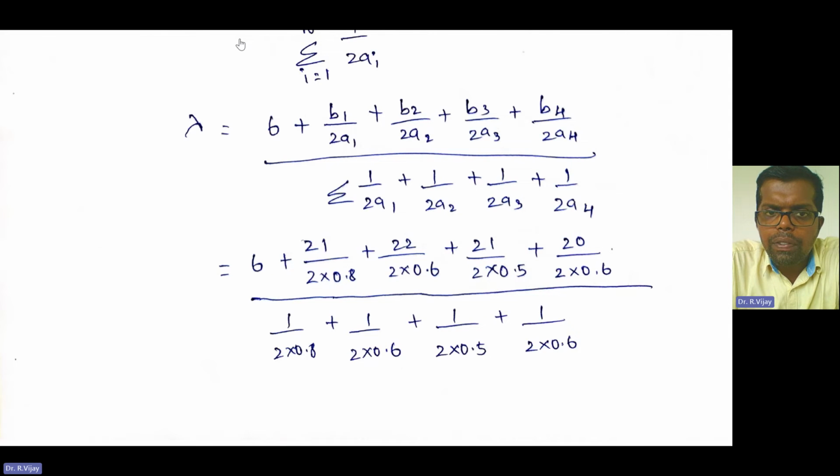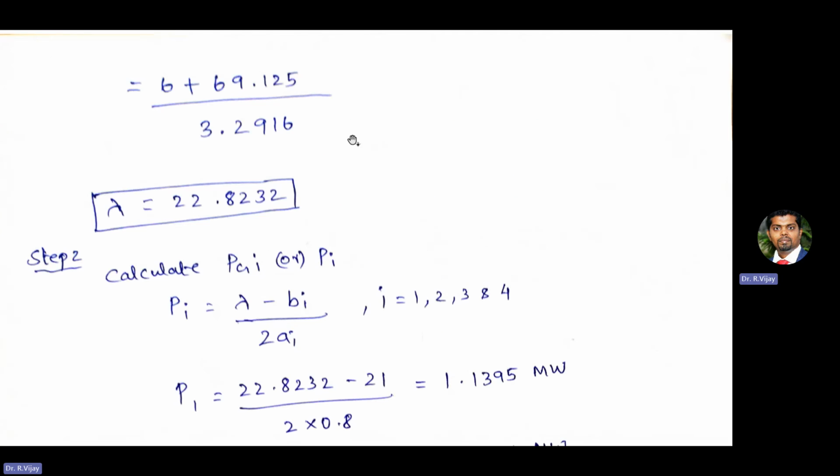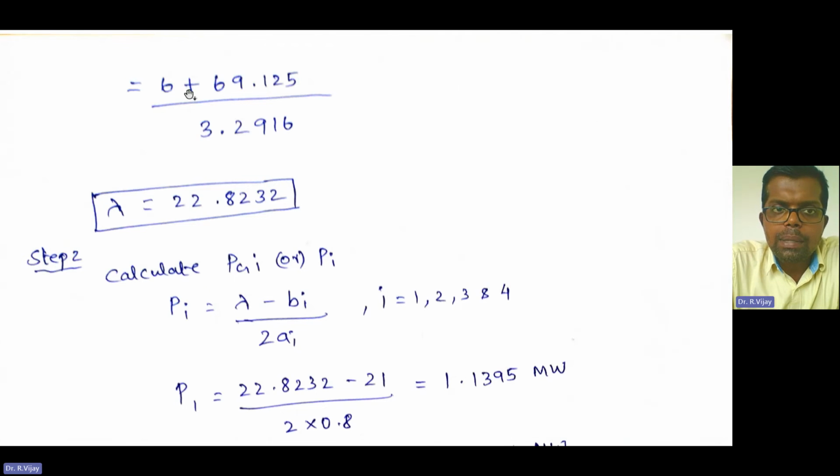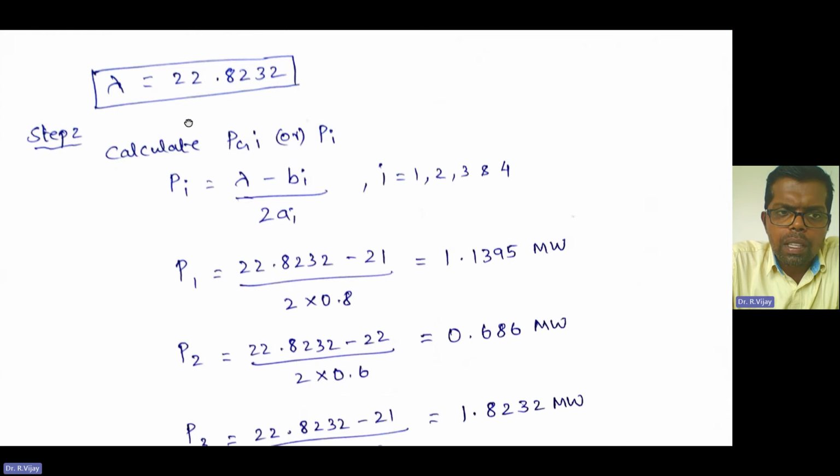As I said, you need to take four digits after the decimal, rounded off. Just calculate with your scientific calculator. We'll get 6 plus 69.125 divided by 3.2916. After simplifying, you'll get lambda as 22.8232. Here, step number 2, you need to calculate PGi or Pi.